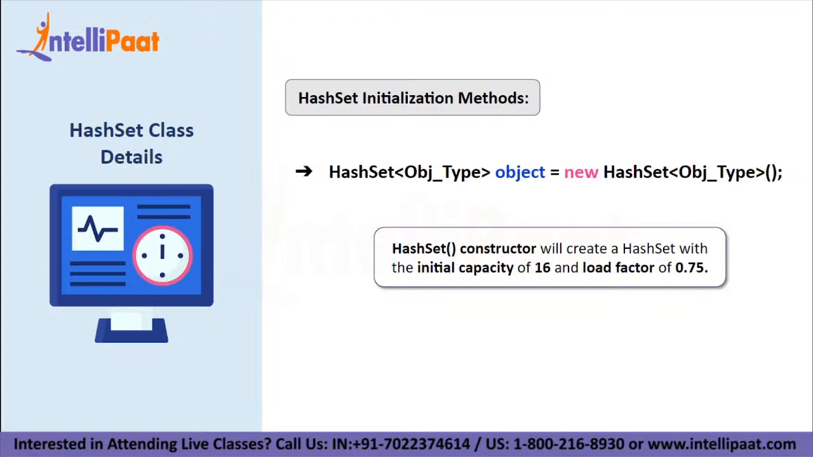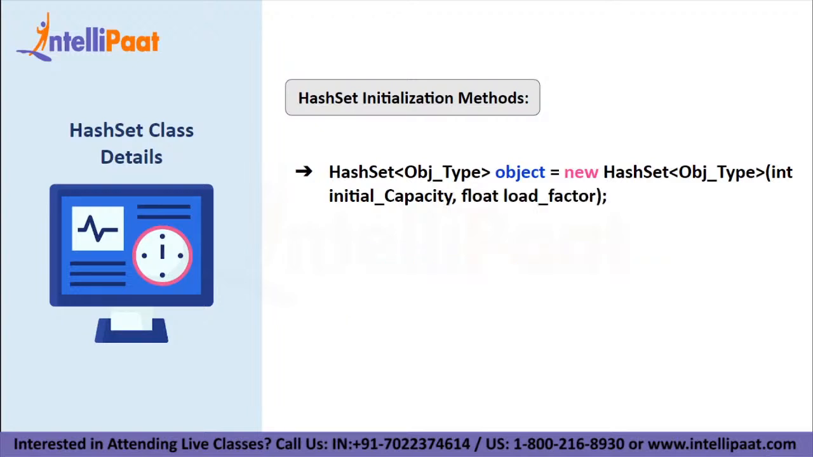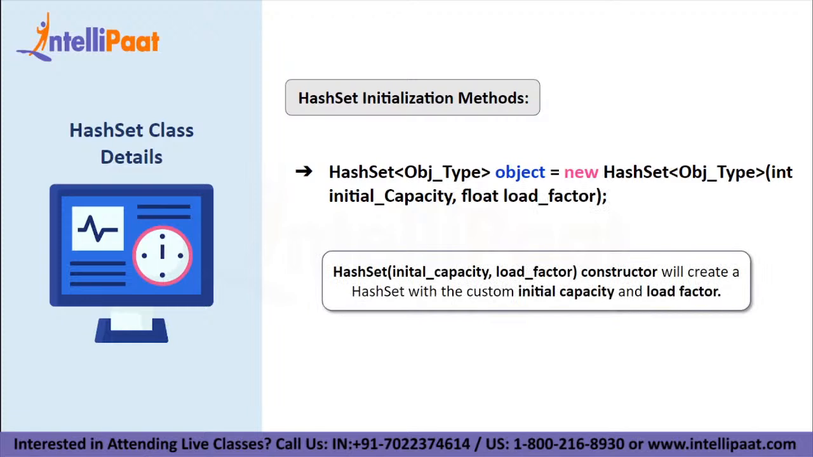The next constructor takes the initial capacity as a parameter. The syntax for this one goes like: HashSet<object type> object name = new HashSet<object type>(int initialCapacity). Here the initial capacity will be custom as provided by you guys and the load factor will retain its default value, which is 0.75. Next we have a constructor with 2 arguments, initial capacity and load factor.